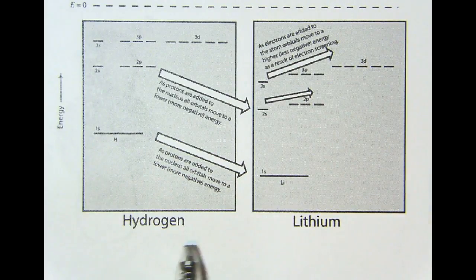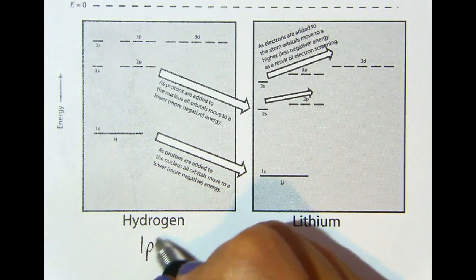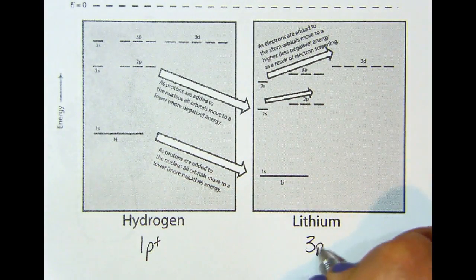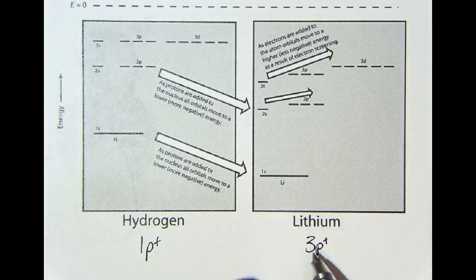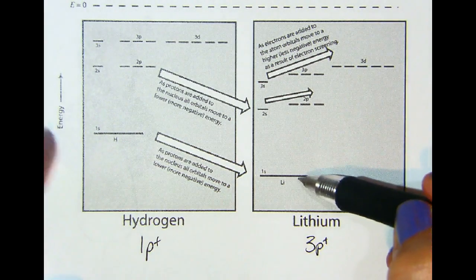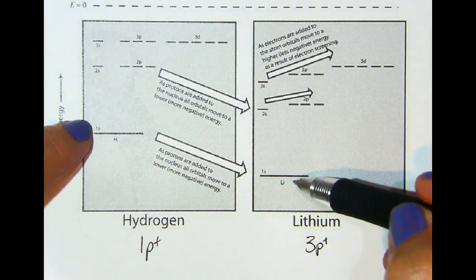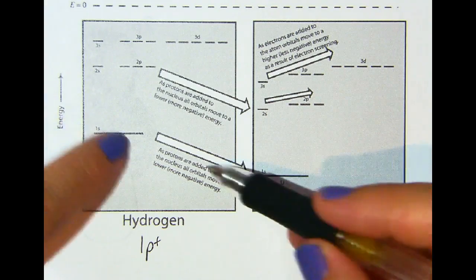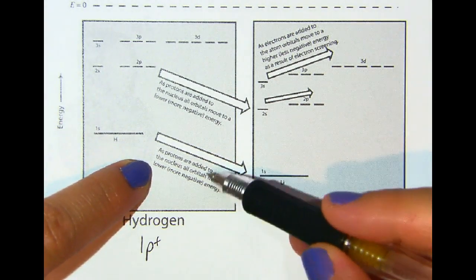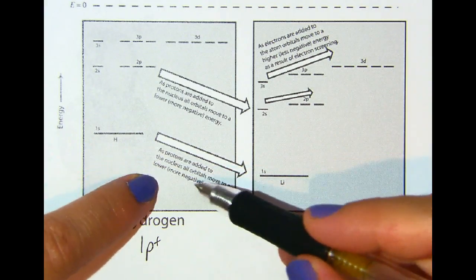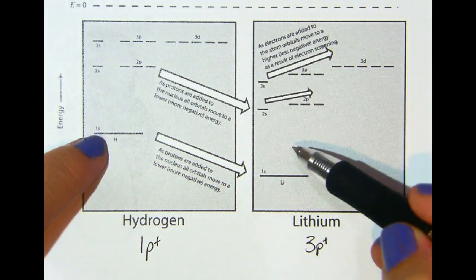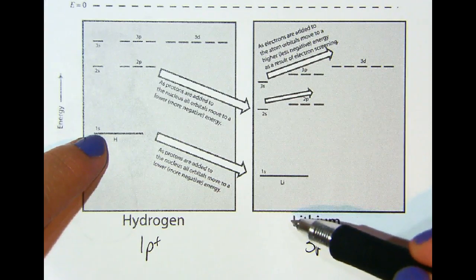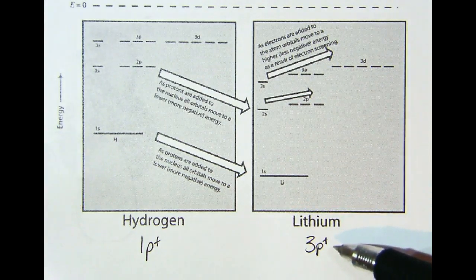So imagine that your nucleus is down here. Hydrogen has 1 proton in its nucleus. Lithium has 3 protons. Because of the added number of protons, you can see how much lower the 1s orbital of lithium is in energy than the 1s orbital of hydrogen. As protons are added to the nucleus, all orbitals move to a lower, more negative energy. Okay, so lowering the 1s orbital is an indication of an addition of protons in the nucleus.